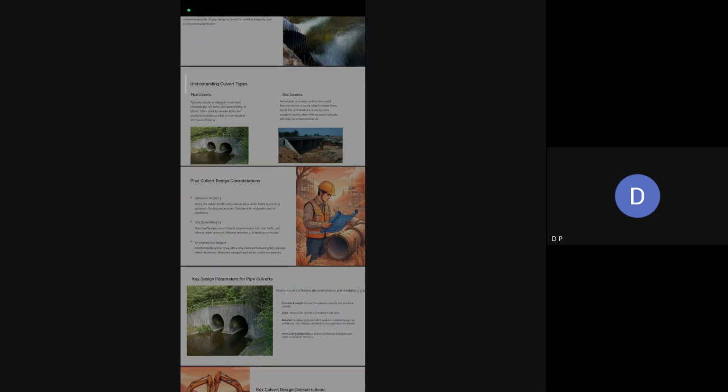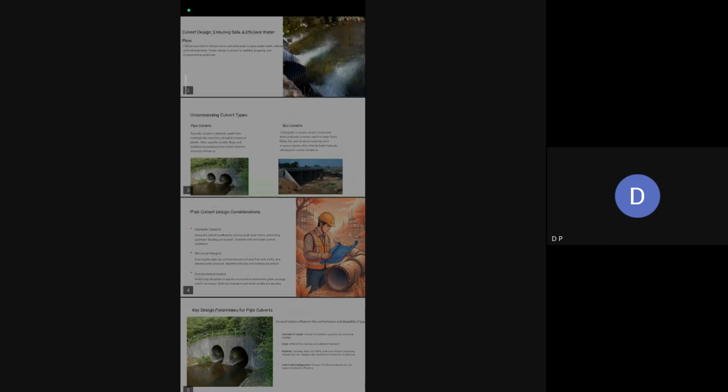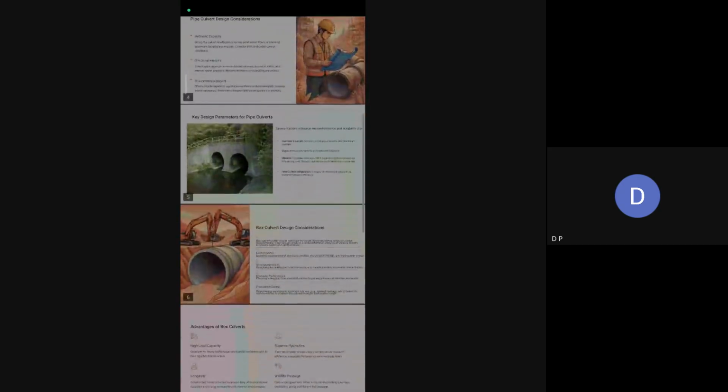Pipe culverts are typically circular to elliptical, made from materials like concrete, corrugated metal, or plastic, often used for smaller flows and shallower installations due to their inherent structural efficiency. Box culverts, rectangular or square, usually constructed from reinforced concrete, are ideal for larger flows, higher fills, and situations requiring more structural rigidity, often offering a better hydraulic efficiency for certain conditions.